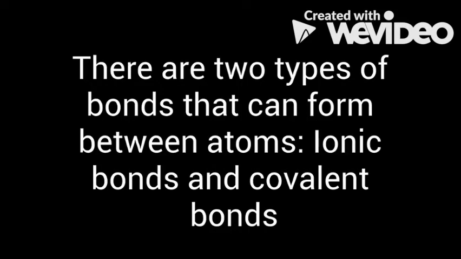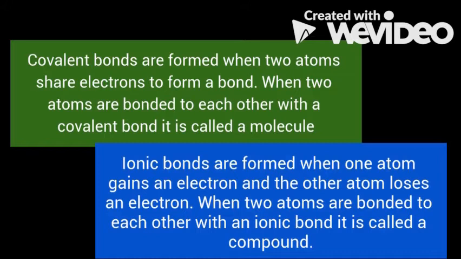There are two types of bonds that can form between atoms: ionic bonds and covalent bonds. Covalent bonds are formed when two atoms share electrons to form a bond. When two atoms are bonded to each other with a covalent bond, it is called a molecule. Ionic bonds are formed when one atom gains an electron and the other atom loses an electron. When two atoms are bonded to each other with an ionic bond, it is called a compound.